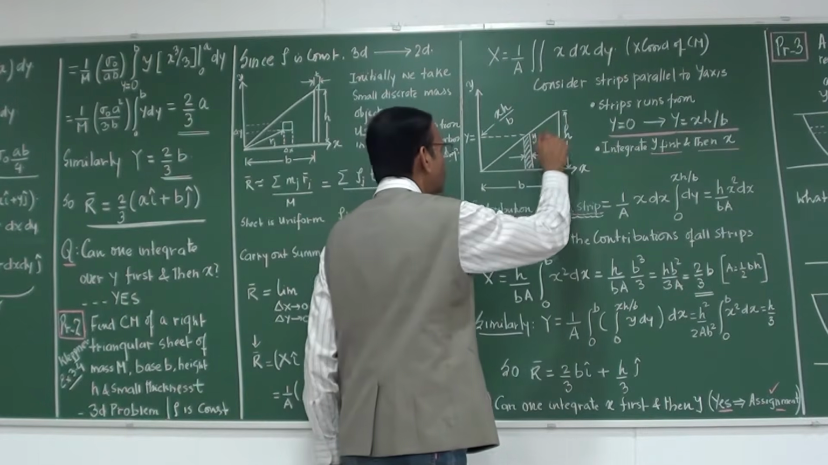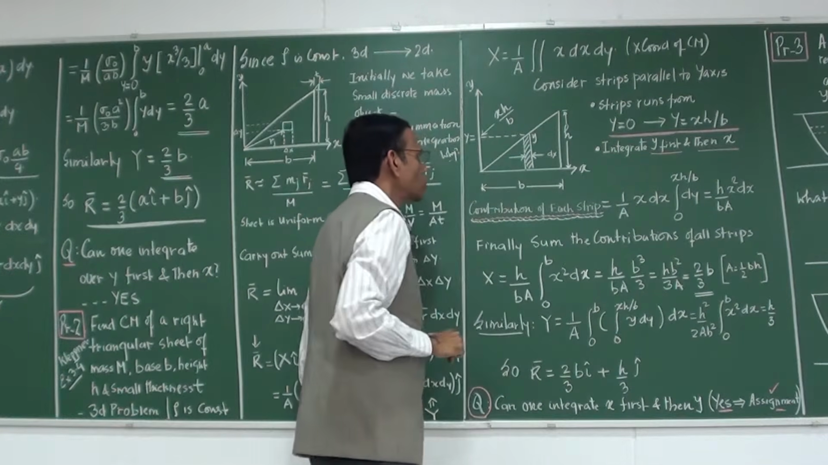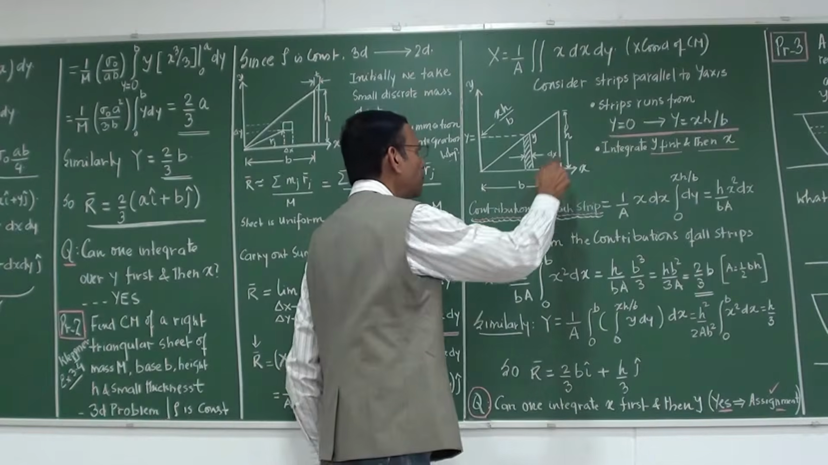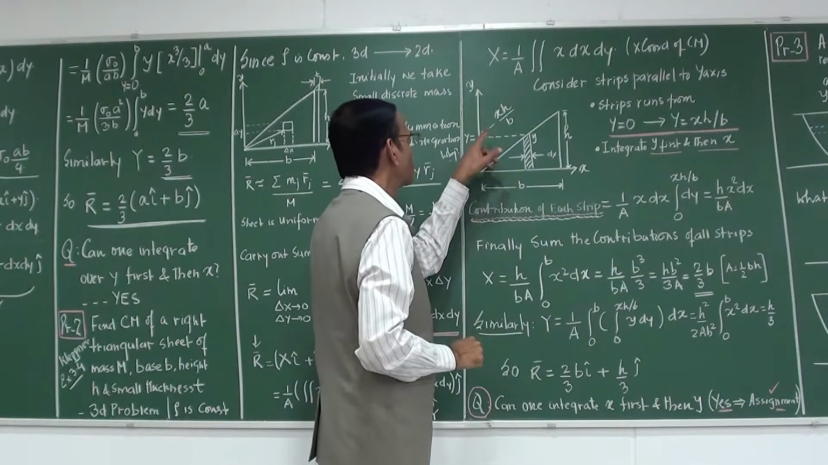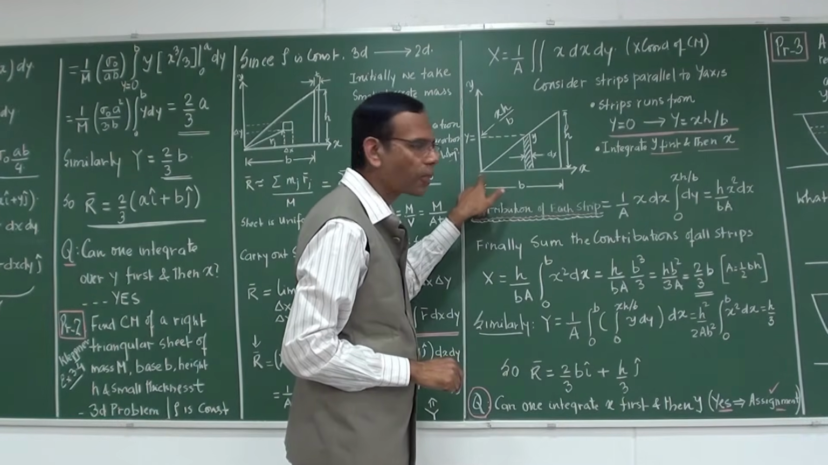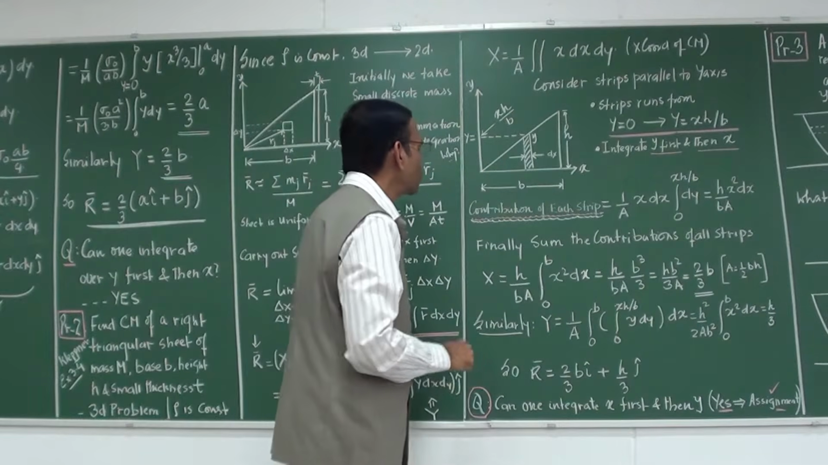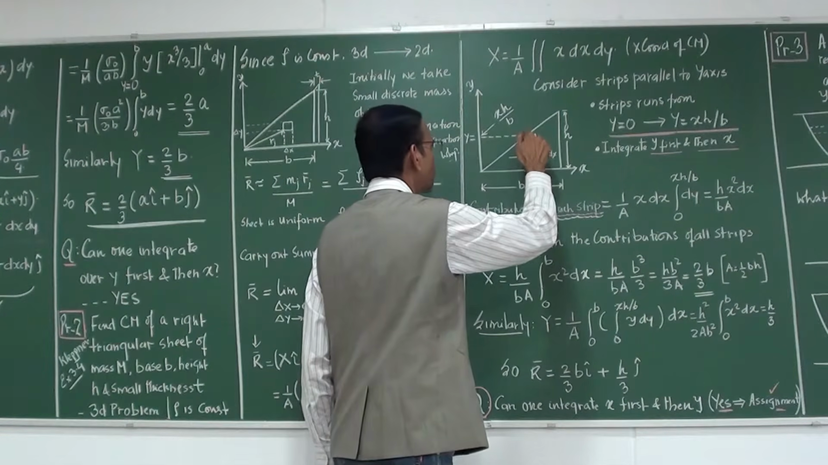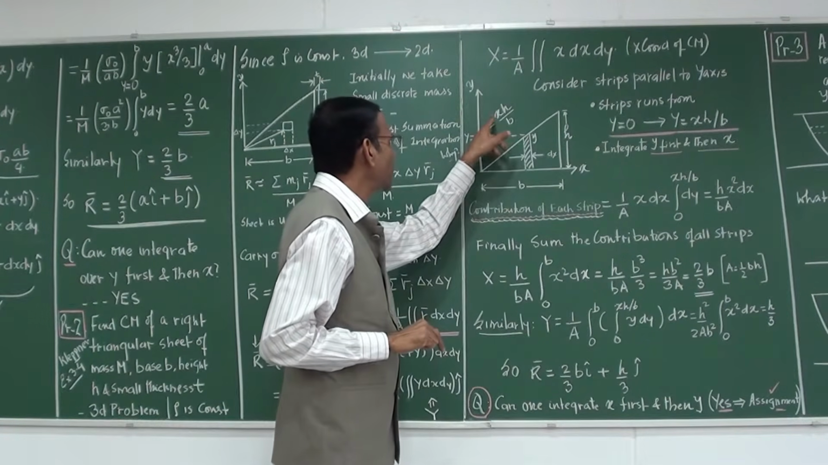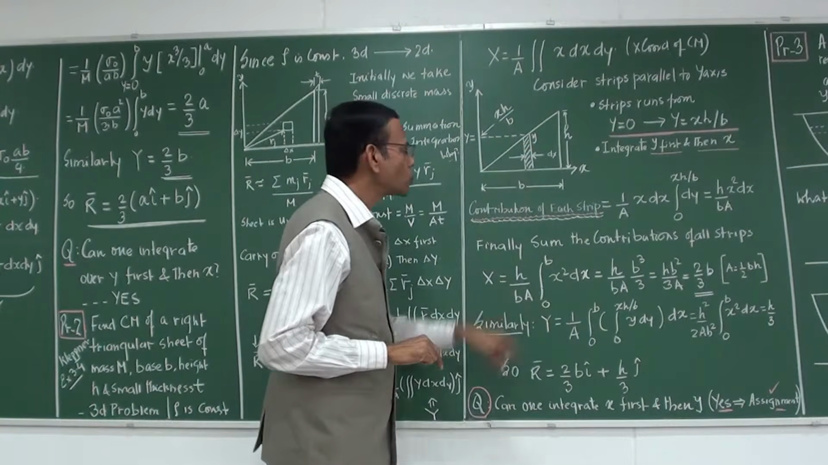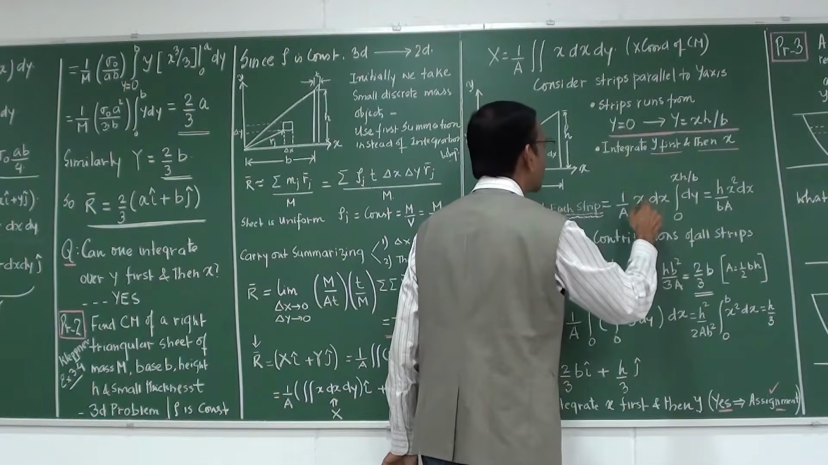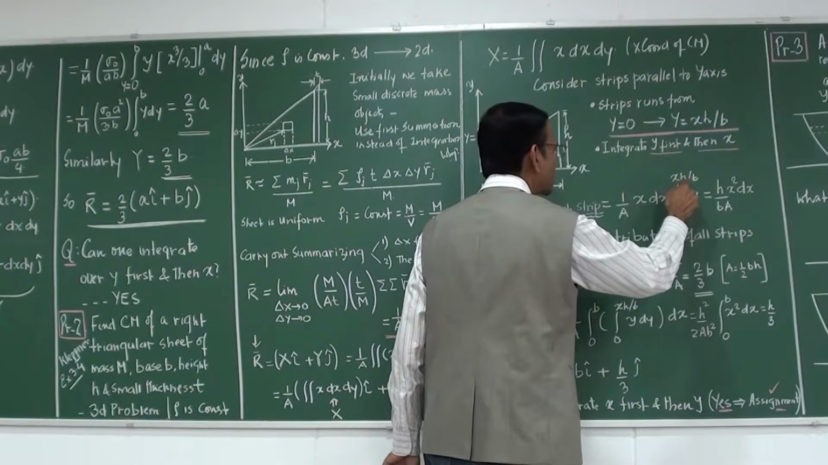Now we have to find out the equation of this line. The equation of a straight line will be y is equal to mx plus c. What is m? h by b. So y is equal to h by b times x plus c, because c is 0. Once you find the equation of the line, for any x you can find the point y. So that point will be x h by b. So we integrate and we write the quantity x dx dy from 0 to x h by b.